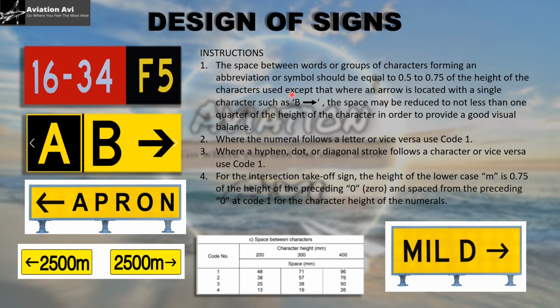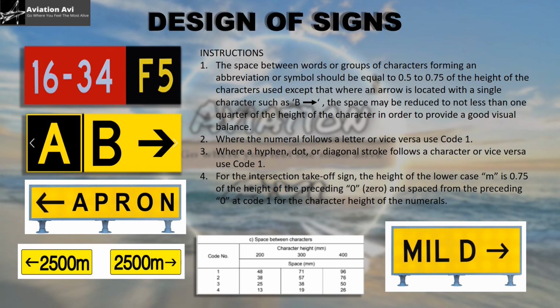Followed by this, we have the concept that, except when an arrow is located with a single character, such as let's say B followed by an arrow. So this is a direction sign, and the space between the B and the arrow is reduced to not less than 1/4 of the height of the character in order to provide a good visual balance. So this means the space between the arrow and B should be not less than a quarter of 300 millimeters in this case for a code 3 or 4 runway, which means the space should not be less than 75 millimeter.